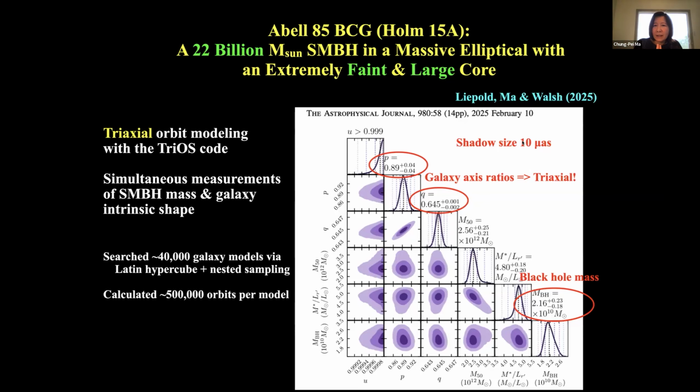Okay, so one key feature of the local, very massive black holes and their host galaxies is that most of them are very dormant. I think Jenny referred to that yesterday.